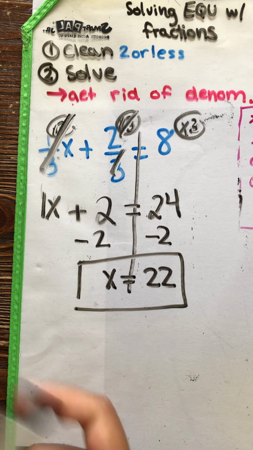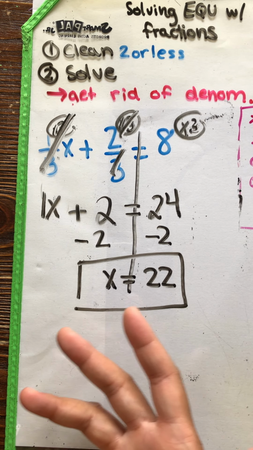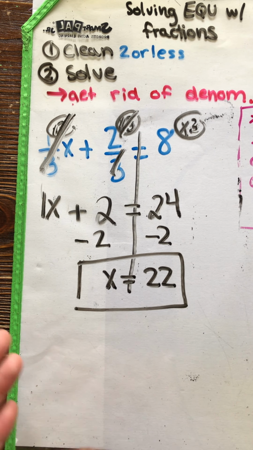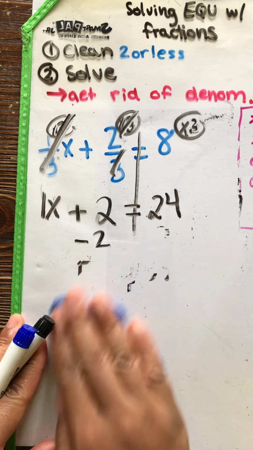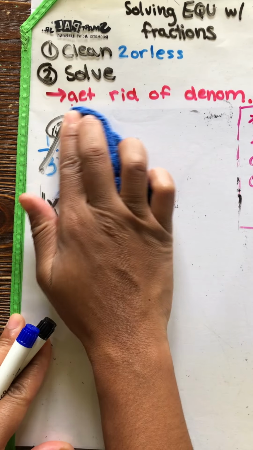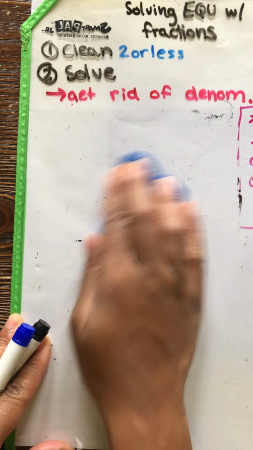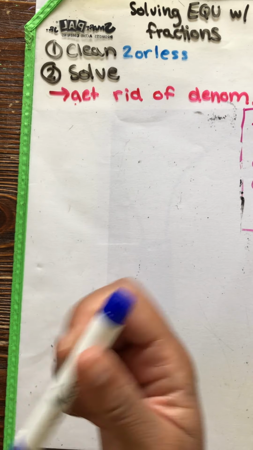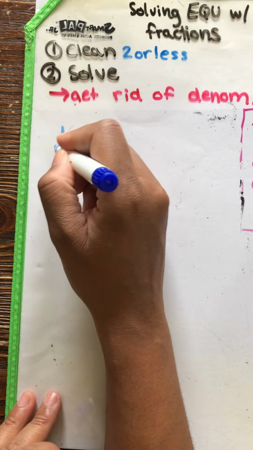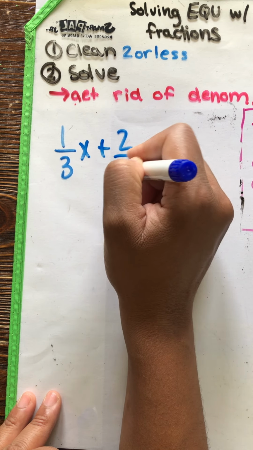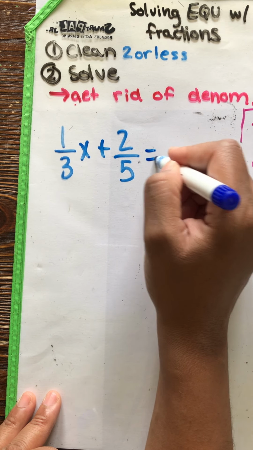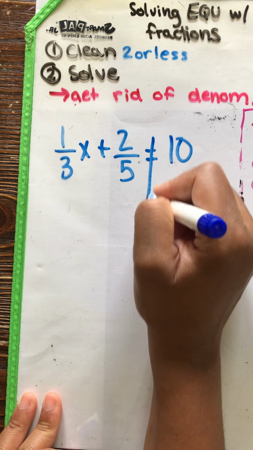So when the denominators are the same, you're going to be getting rid of the fractions at the same time because their opposites will cancel out both fractions. Now I'm going to show you one where the denominators are not the same, and don't stress out because our process is going to be the same. So if I have 1/3 plus, let's say, 2/5, or even a 1/5, it doesn't really matter, equals 10.